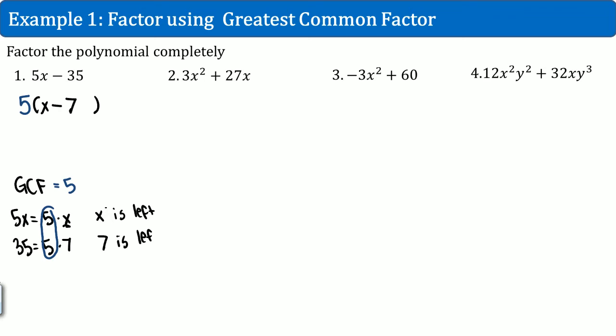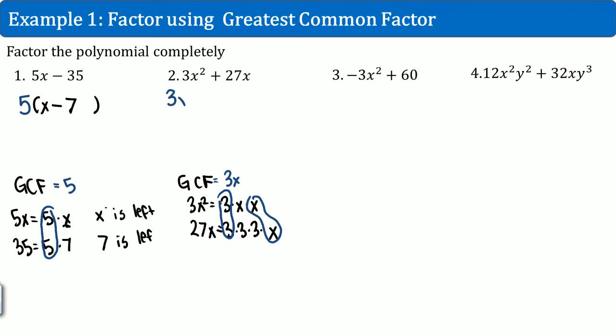Right? There you go. Second problem, 3x squared plus 27x. Again, find the GCF. Okay, that is 3x squared is equal to 3 times x times x. 27x can be broken down into 3 times 3 times 3 times x. Let's circle the numbers and variables that they have in common. So they have one pair of 3 and one pair of x's. So we would say that the GCF is equal to 3x. So it's going to be 3x here.